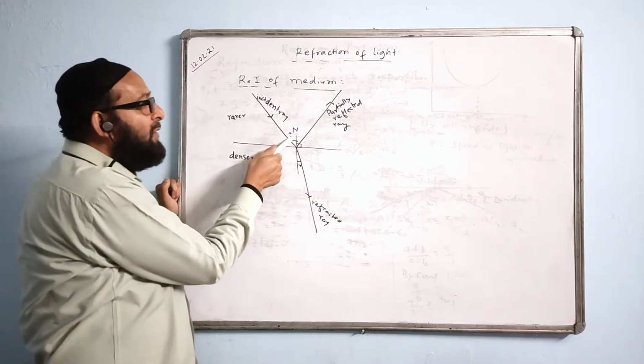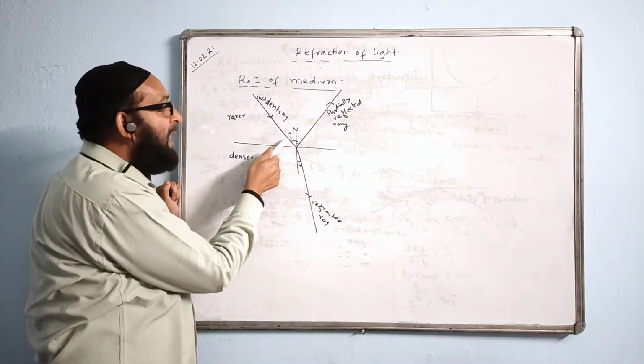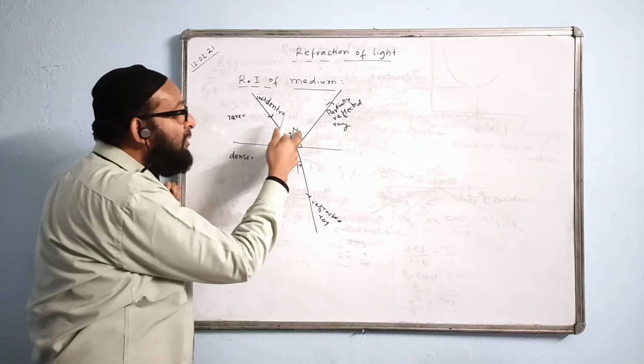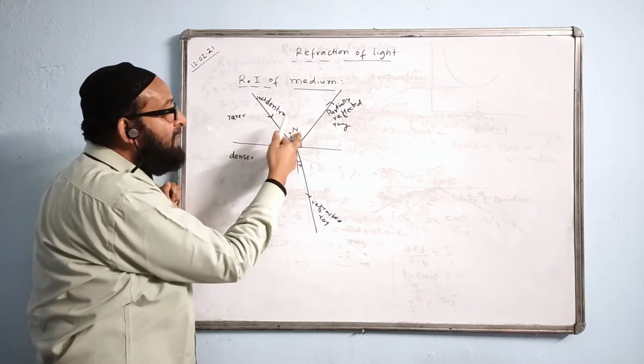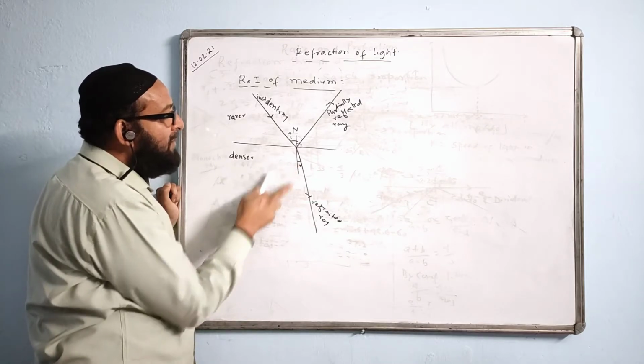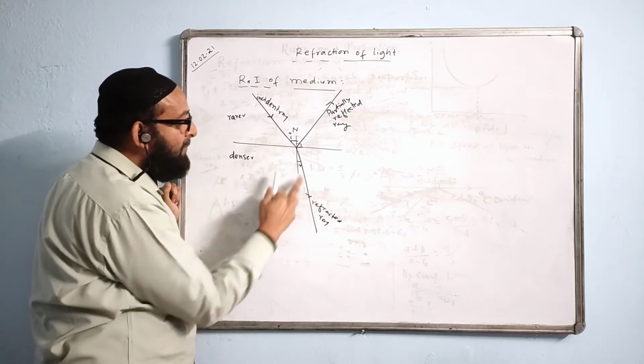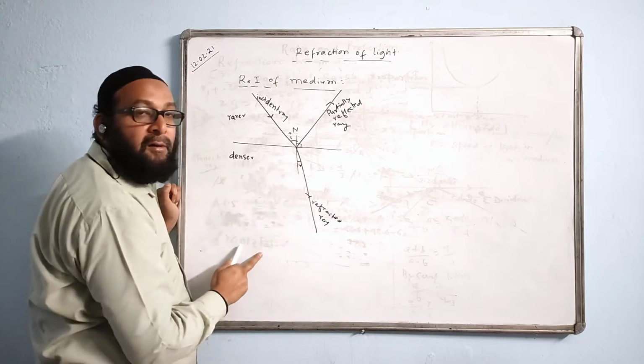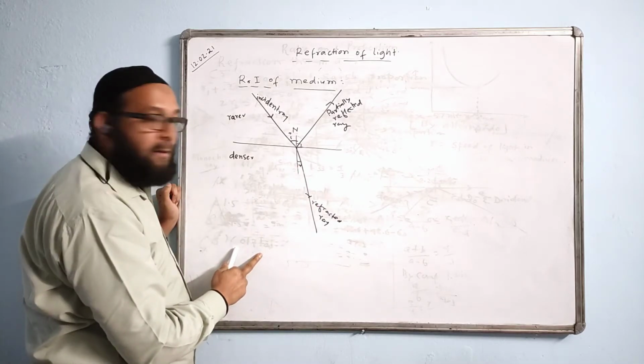Now, this angle is called angle of incidence. What is the angle of incidence? The angle which the incident ray makes with the normal, not with the surface. You have to take the angle with the normal line. And what is the angle of refraction, denoted by R? The angle which the refracted ray makes with the normal. This angle is called angle of refraction.